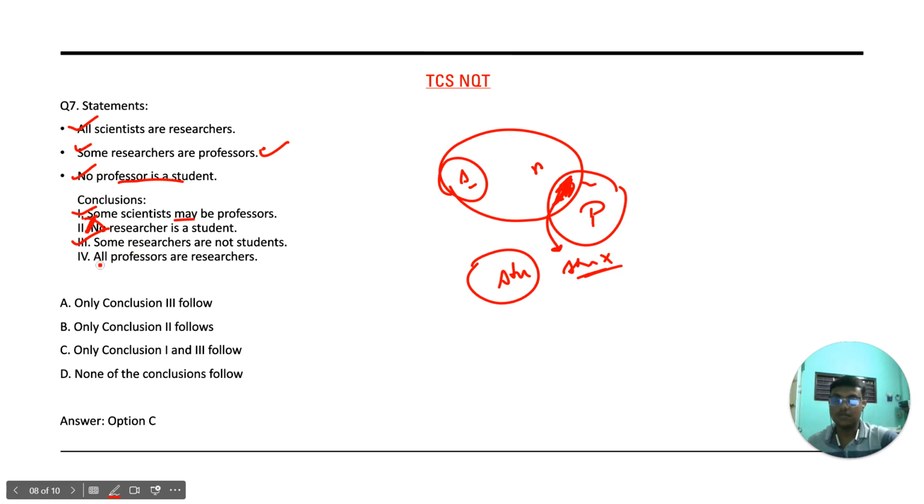Next, for conclusion 4, it says all professors are researchers. No, it is not correct because it has been clearly mentioned that some researchers are professors and not the vice versa that all professors are researchers. So concluding it as all professors are researchers would be wrong, and hence conclusion 4 is wrong. So we have only conclusion 1 and 3 correct. So our option C becomes the correct option.